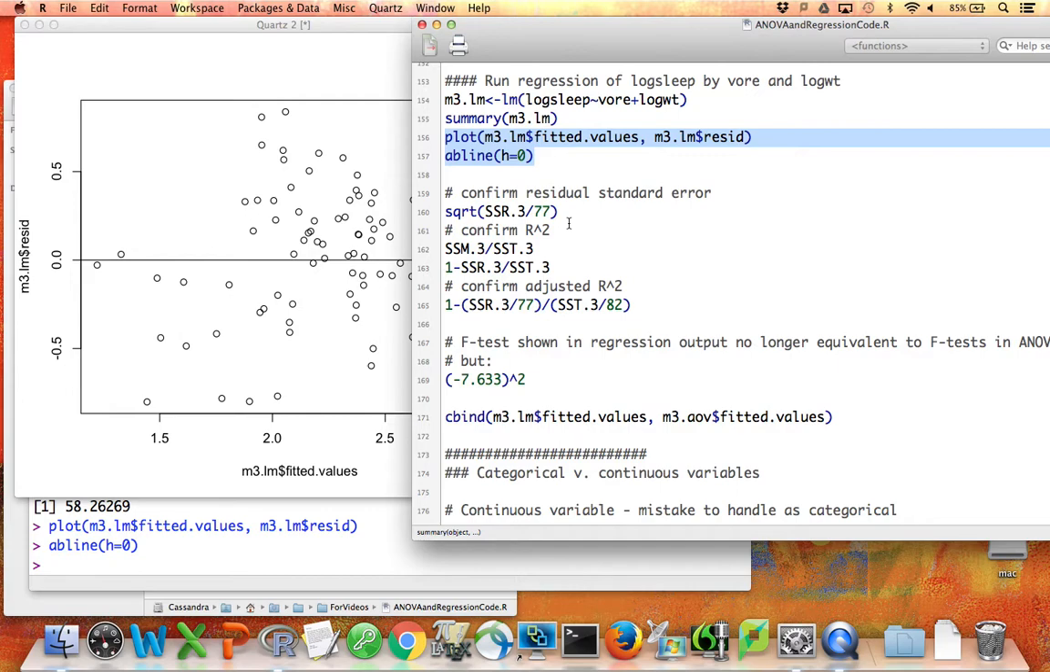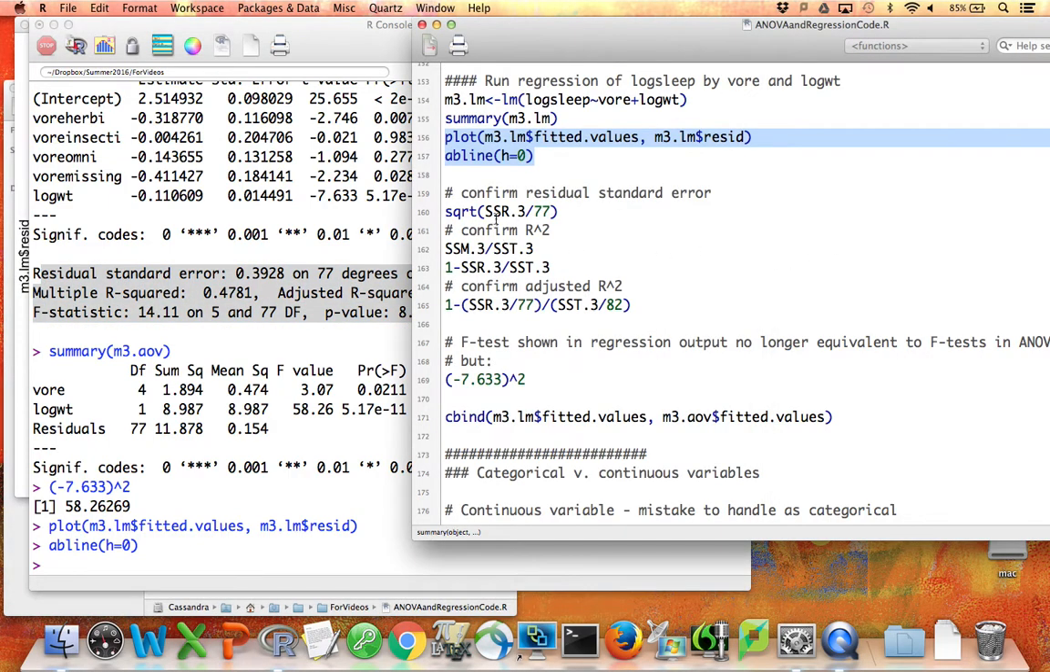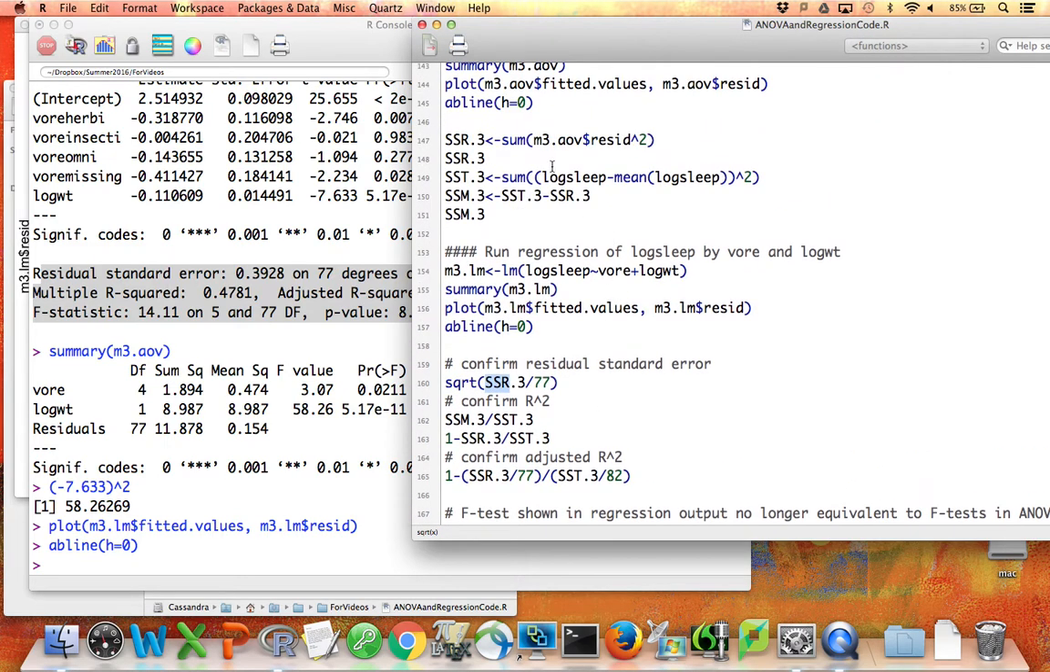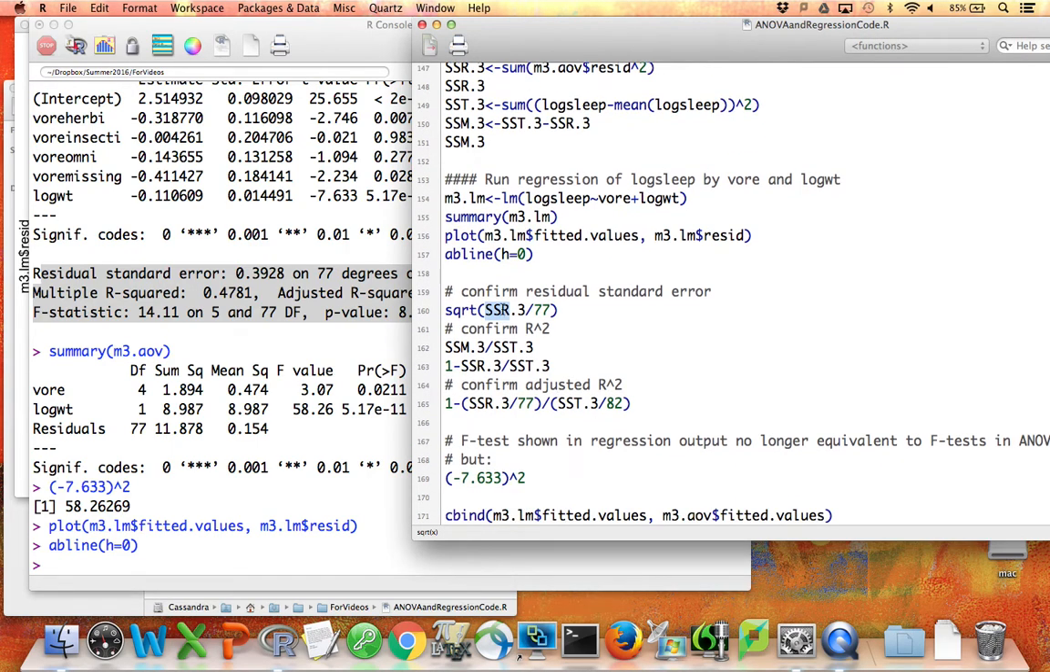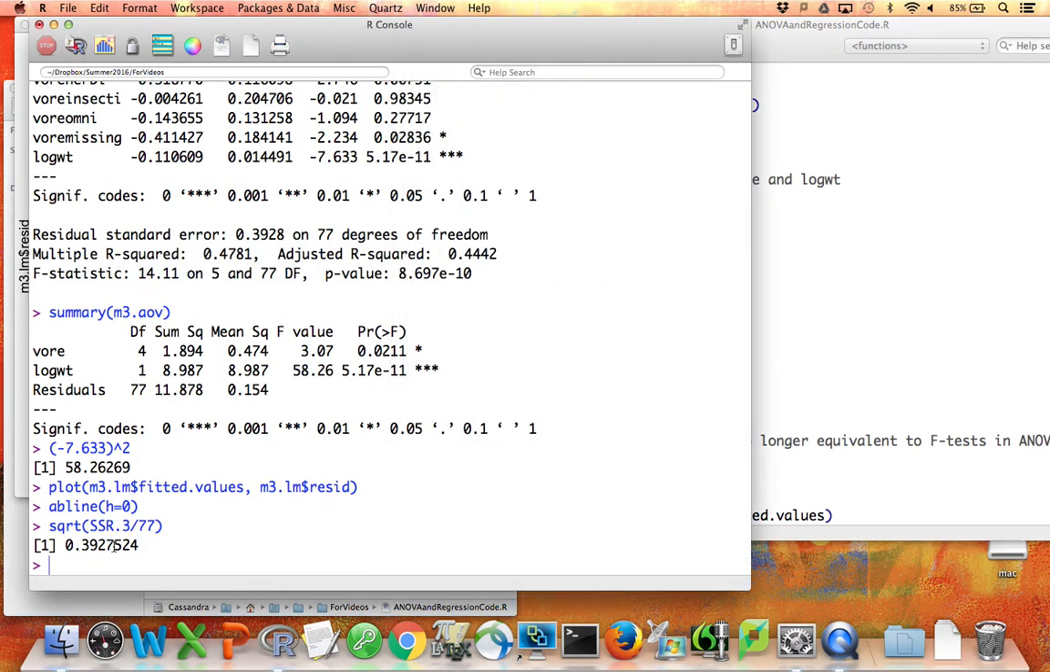Just as before, we can try to confirm the residual standard error. We can try to confirm the values that are shown in the bottom of the regression output. Remember, we calculated a moment ago this SSR3 based on the residuals from the Anova, but since those are identical to the residuals that we get from the LM output, we can use them here. If I take the sum of squared residuals and divide by the degrees of freedom associated with it, so that's 77, and take the square root, that's 0.3928.